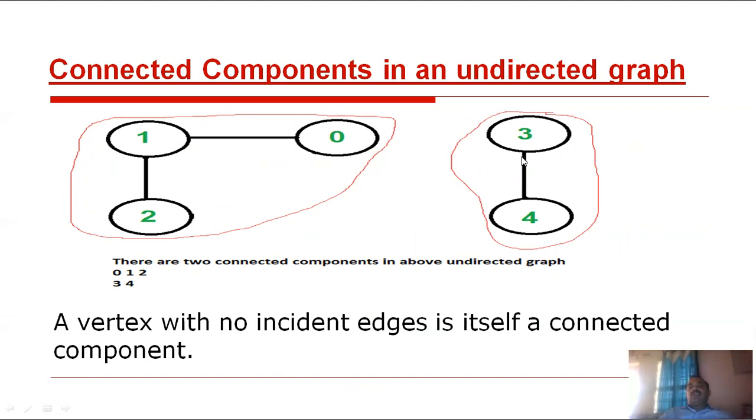This is also a connected component. So what are the nodes 3 and 4? These two are connected. So these are the connected components. This is also an example of a connected component. What are the elements? 0, 1, 2. And the next one? 3, 4. Clear, all of you? A vertex with no incident edge is itself a connected component.